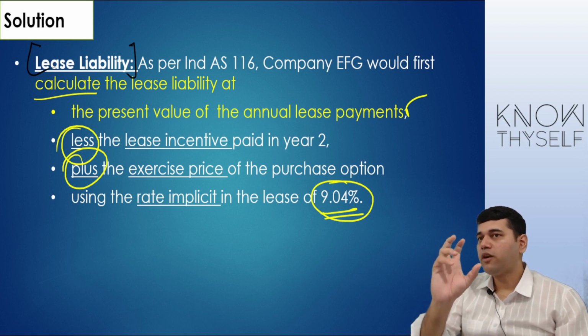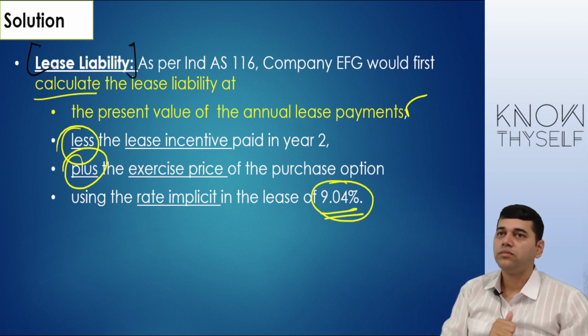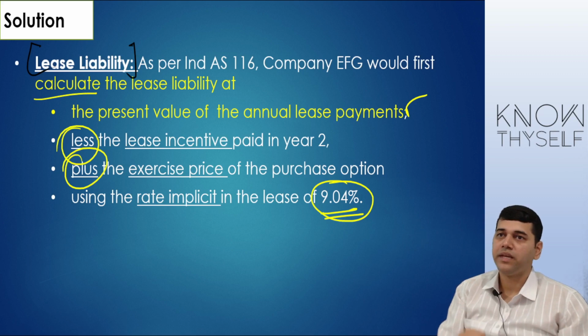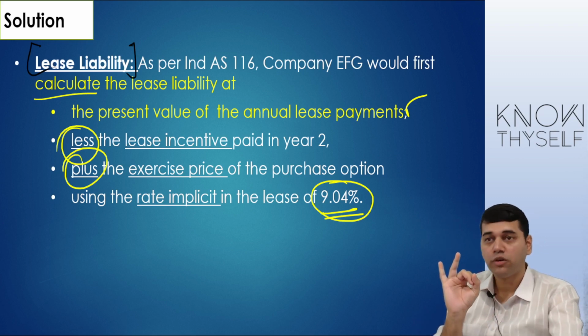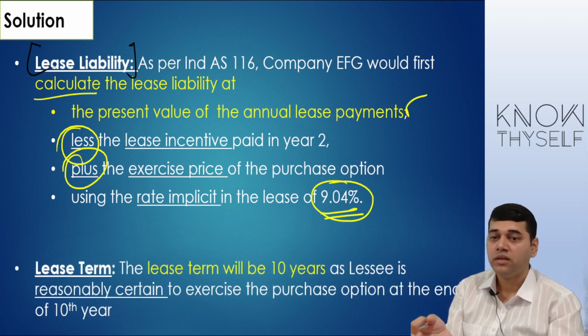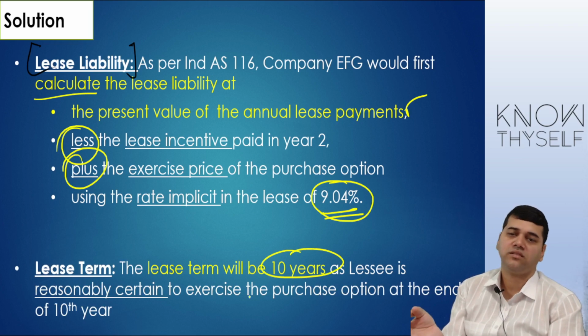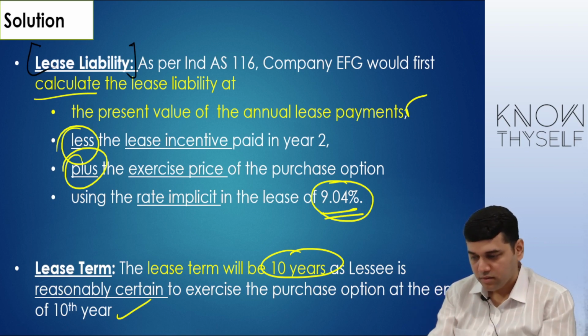Now, second, if you want to give a note, which one would you give? You can say that lease payments are assumed to be paid at the beginning. Then what else do you want to explain? The term. What is the term? The term will be 10 years, as it is reasonably certain to exercise. We are going to consider the entire term as 10 years.